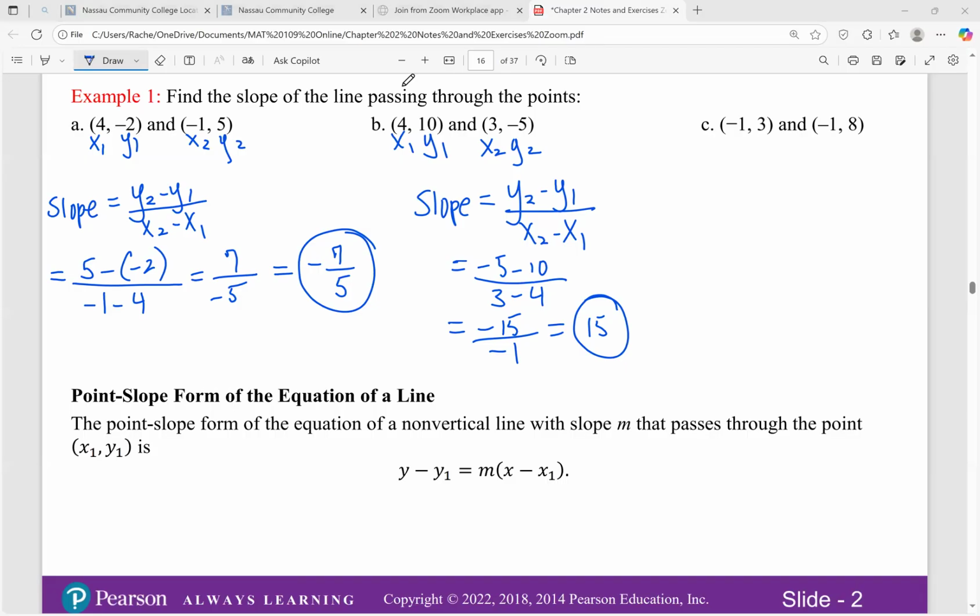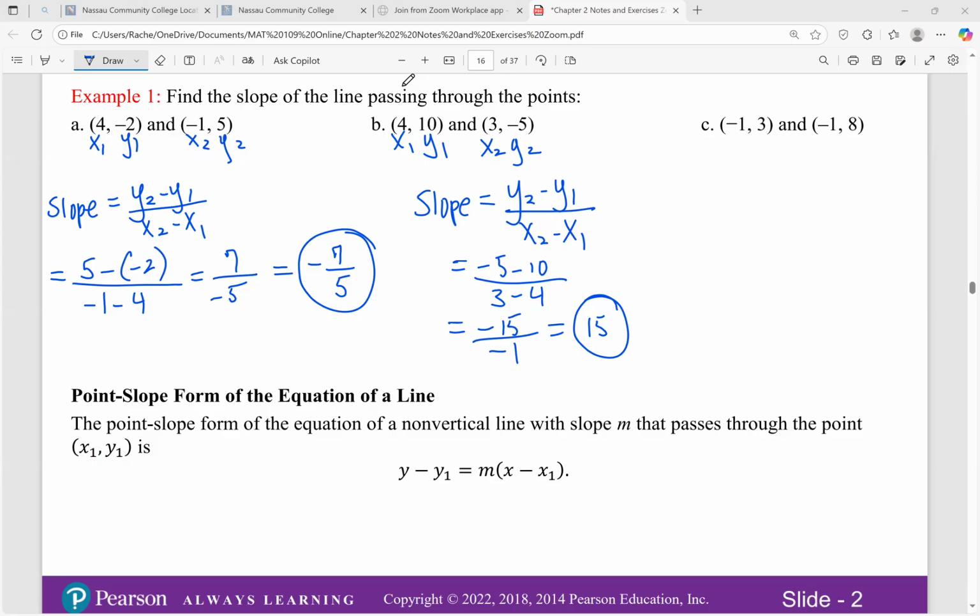Since the slope in this example is positive 15, or 15 over 1, think of 15 as the change in the y values compared to the change in the x values, which is 1. So for every 15 units that we increase in the y direction, we increase by 1 in the horizontal, or x, direction. So we have an increasing line since the slope is positive.